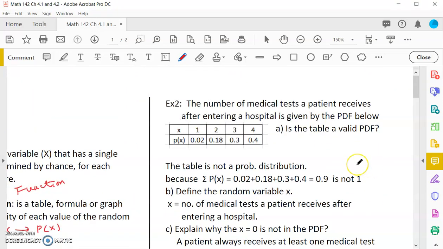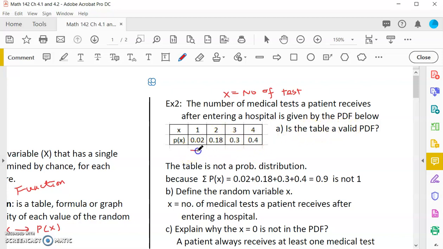There's another one here. This X is the number of medical tests a patient received after they were admitted into the hospital. When a patient is first admitted into hospital, they would have to undergo some tests, maybe a blood test or X-ray or whatever is required. So they list out 1 test, 2 tests, 3 tests, 4 tests. So X is the number of tests. And then the probability that you will receive 1 test is this, 2 tests is this, 3 tests is this. Now, is this a valid PDF? It looks really real, right?